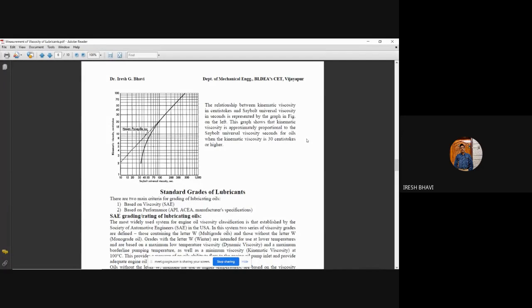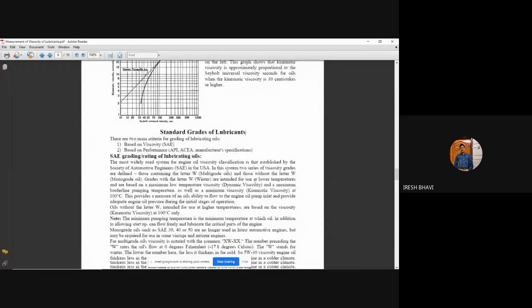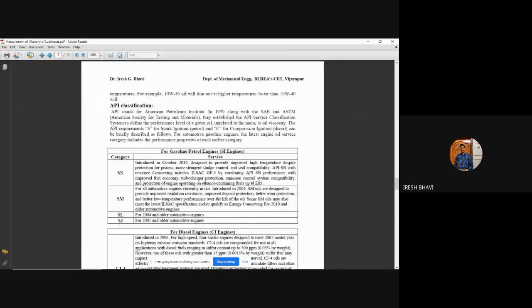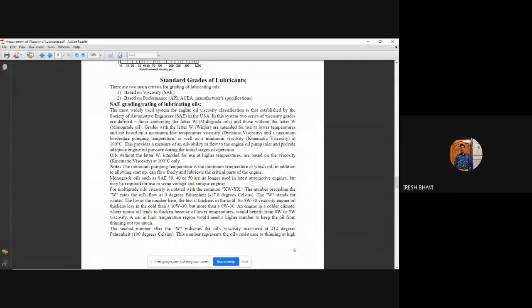So next we will move on to the last topic, that is standard grades of lubricants. Okay. So what are the standard grades of lubricants that we will be discussing? Grades of lubricants means the name of the lubricant. For example, suppose you want to buy the lubricant in the market. How to buy? You cannot tell I want a lubricating oil of this much kinematic viscosity and this much dynamic viscosity and this much specific gravity at this temperature. Like that, you cannot tell all the parameters to the shopkeeper. It will be very difficult.